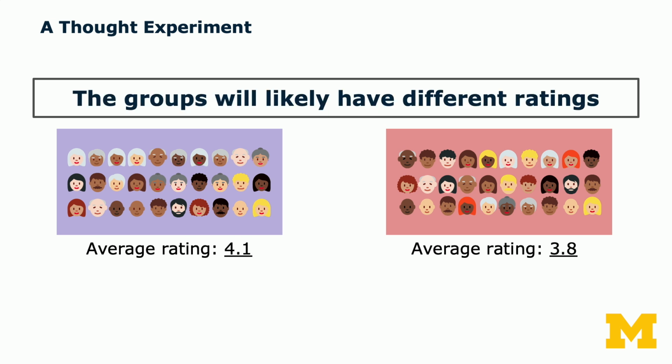Now, the groups are likely going to have different ratings, right? And so we'll just say that a higher number means symptoms are more severe. So this group on the left has on average more severe symptoms than the group on the right. Now, why do you think the ratings are different? Nobody has been given any medication whatsoever, right?